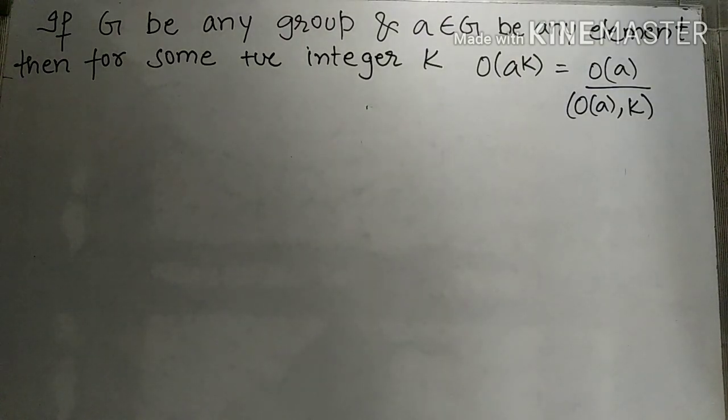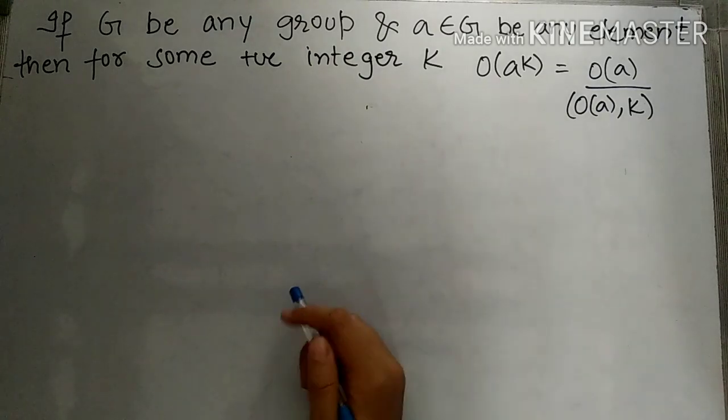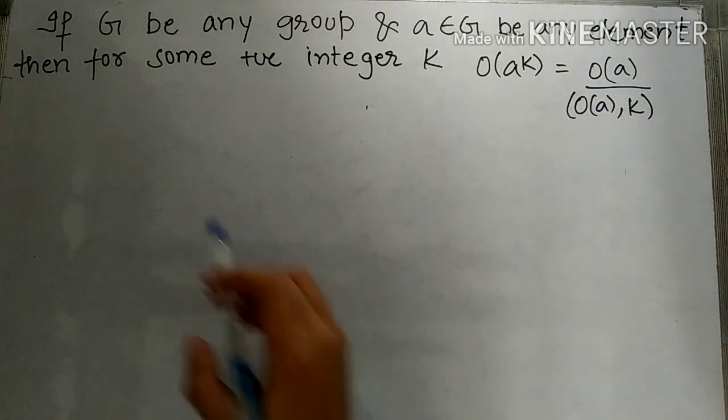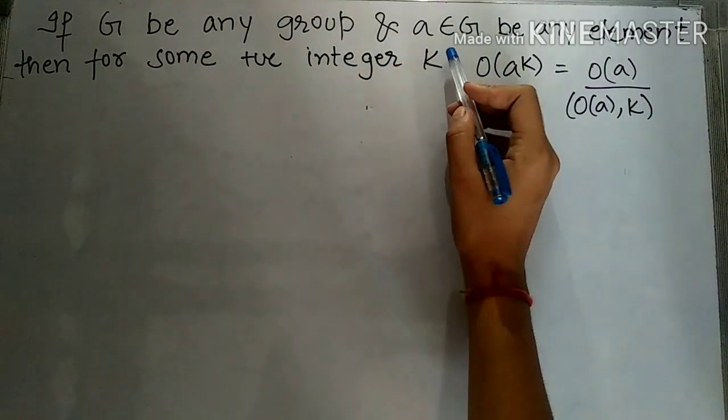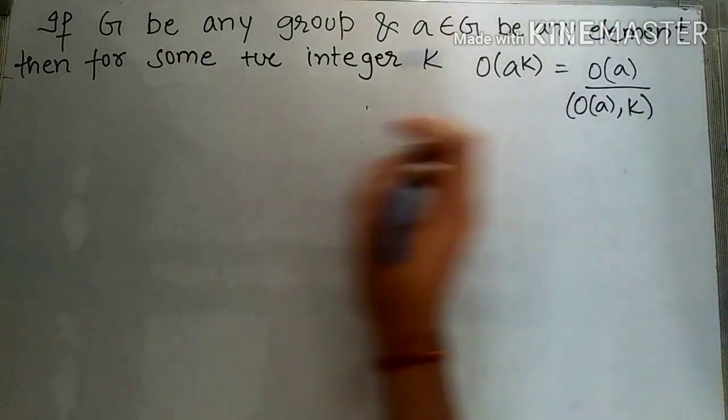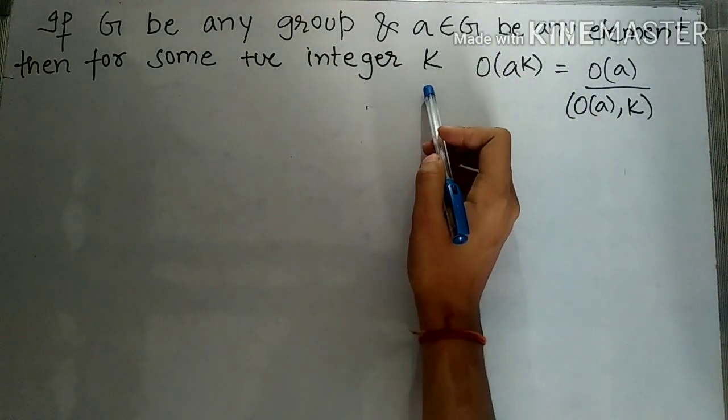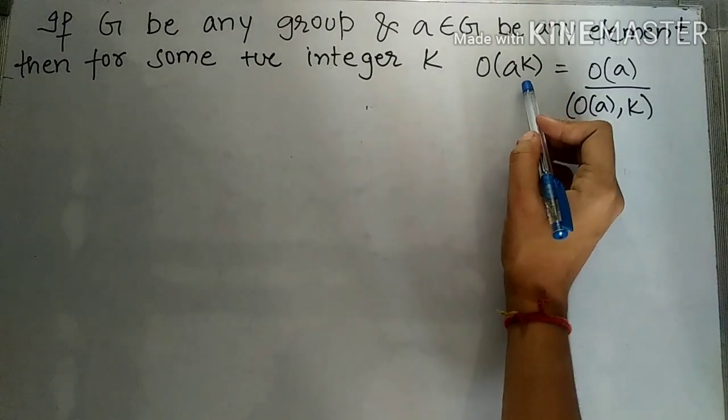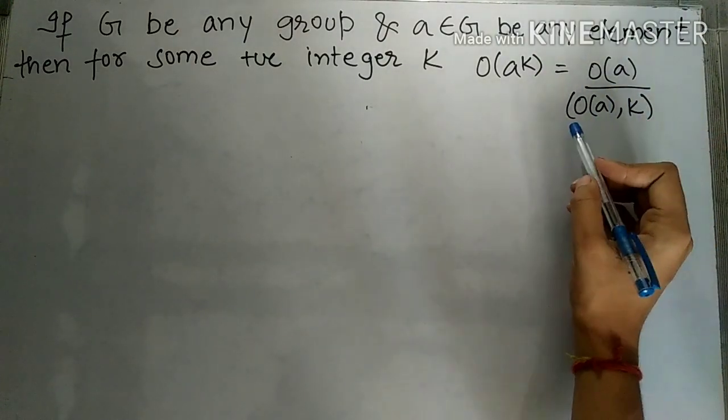Today we are going to prove an important result about the order of any element in any group G. That is, if G is any group and a belongs to G is any element, then for some positive integer k, the order of a raised to power k will be equal to the order of a divided by the GCD of the order of a and k.